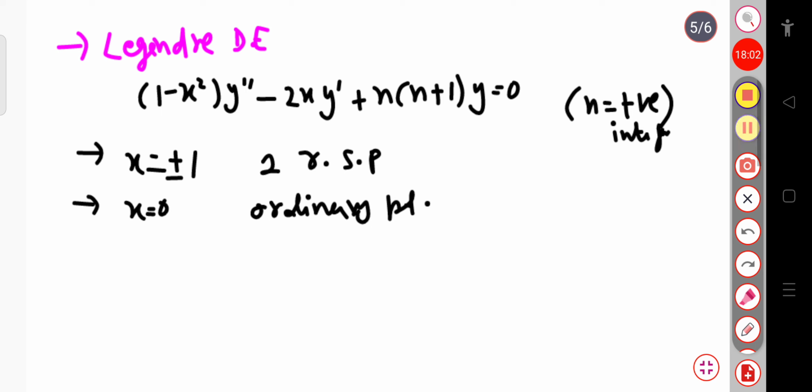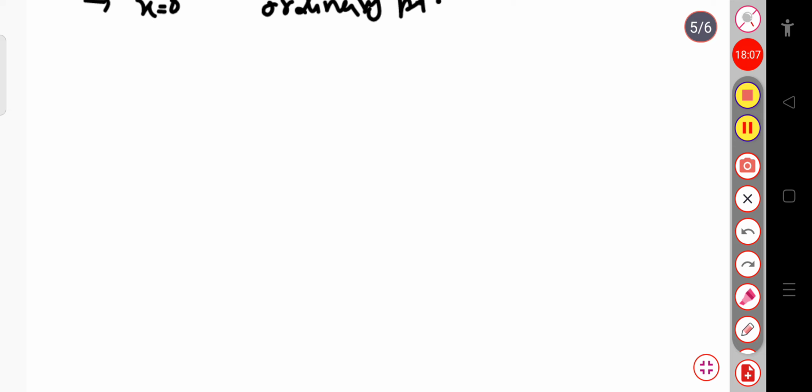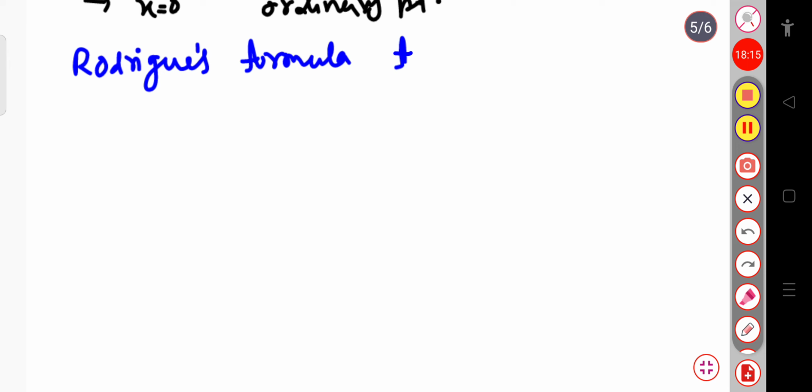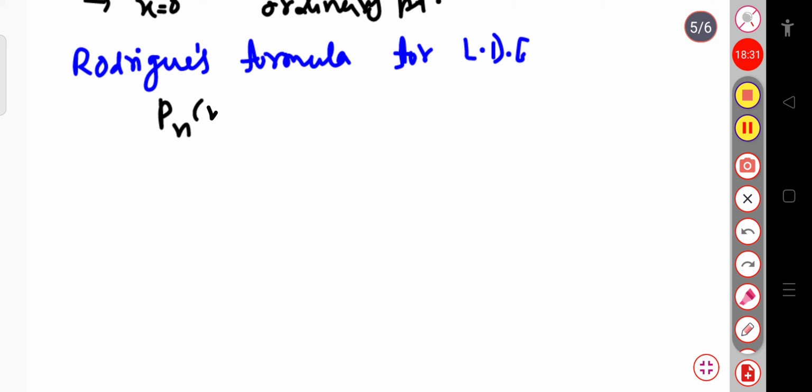Now for the Legendre differential equation, we will see the Rodrigues formula. Here I will write the Rodrigues formula for the Legendre differential equation. This is the Legendre differential equation. And here you know the solution of the Legendre differential equation, or simply this Pn of x, is called the Legendre polynomial of order n.